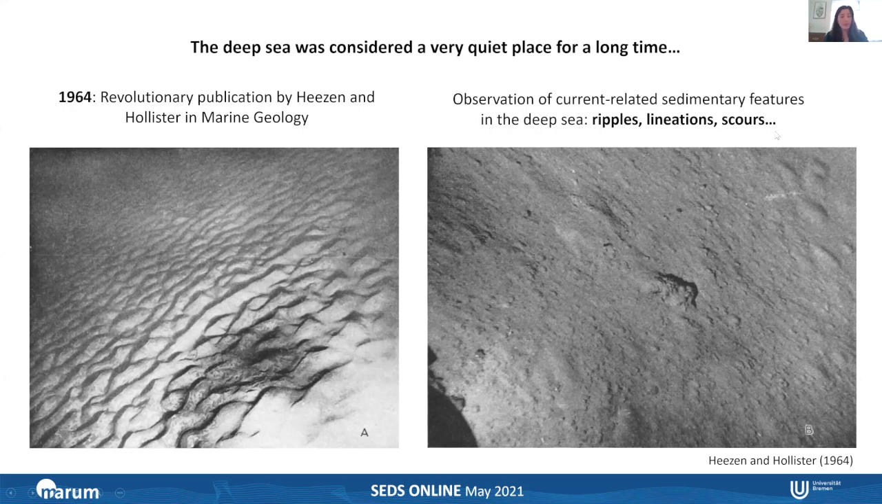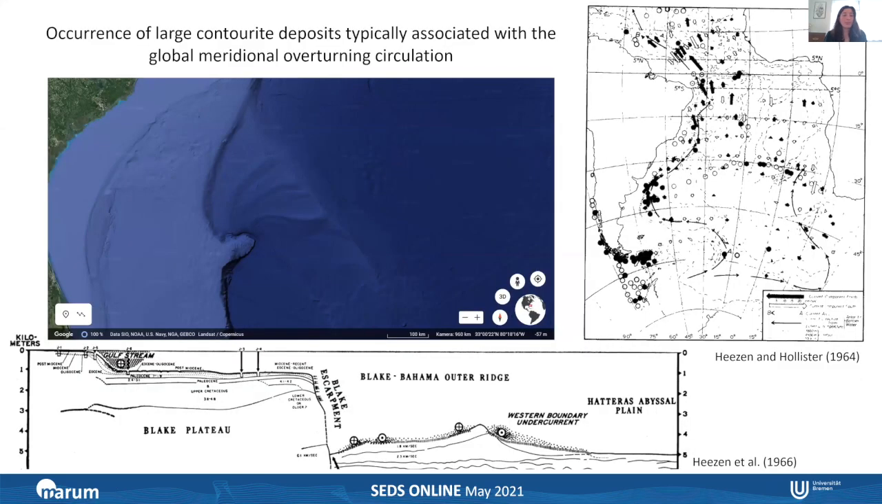abyssal plains and deep sea floor, there are many indicators, many sedimentary structures that show that the bottom currents are strong enough to generate sediment transport and generate different features such as ripples, lineations, or scours they observed. So these first studies related the formation of these deposits that they called contourites to the currents that flow along the slope and that are related to the global overturning circulation, to the thermohaline circulation.